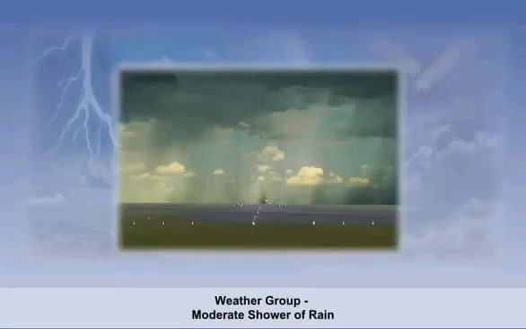There can be, but there doesn't have to be a qualifier. For instance, let's imagine there is a moderate shower at the site at observation time. The weather group that will appear in the METAR is SHRA.